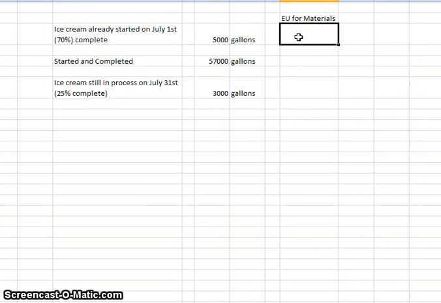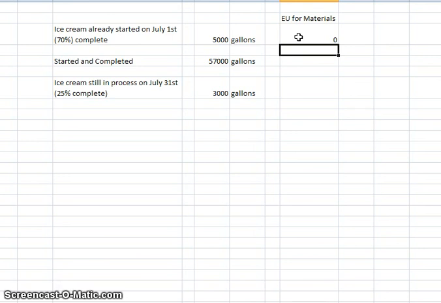So looking at the first category, ice cream already started on July 1st, you've got 5,000 gallons that has already begun being processed, right? Being mixed. When were the materials added for this process? Does it still have any more materials to be added to it? Well, if this ice cream is already being mixed, it doesn't need any more materials since materials are all added at the beginning of the process. So with this, you have no units, you have no materials that need to be added to the ice cream that has already been begun.